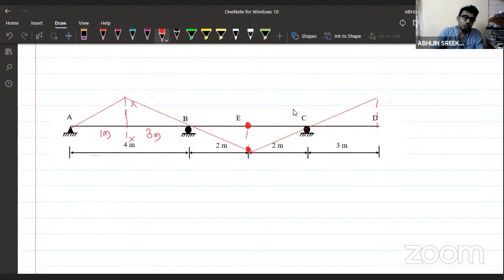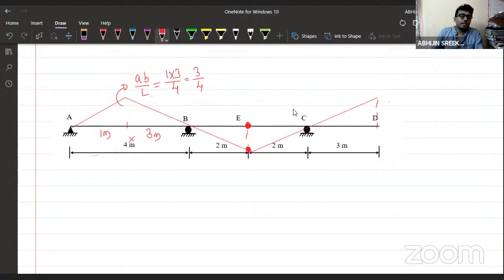The ordinate here will be equal to AB divided by L. 1 into 3 divided by L, there is 4 meter. So 3 by 4 will be the ordinate. Correct. Not the ILD for bending moment at C here. I'm asking about the bending moment at XX.